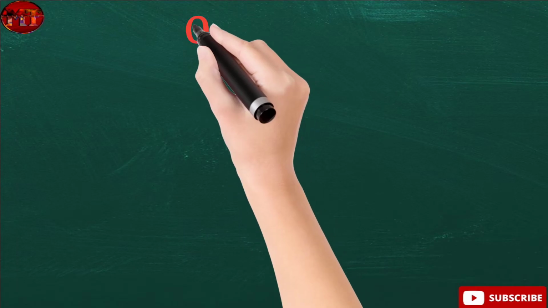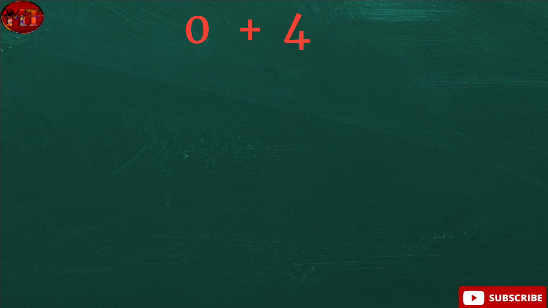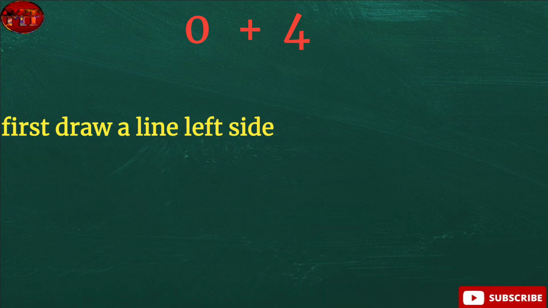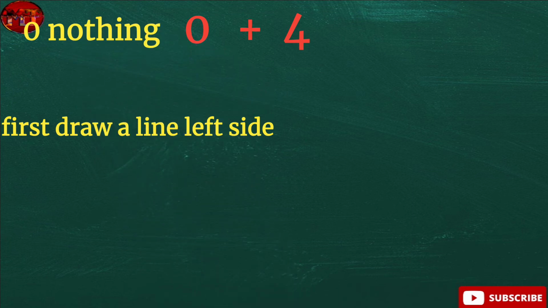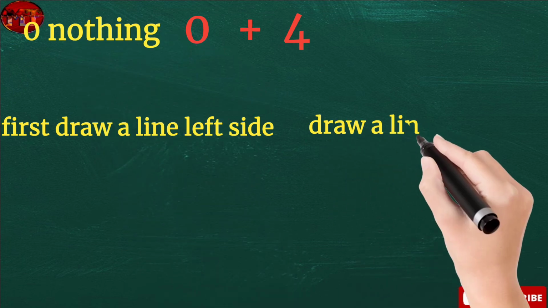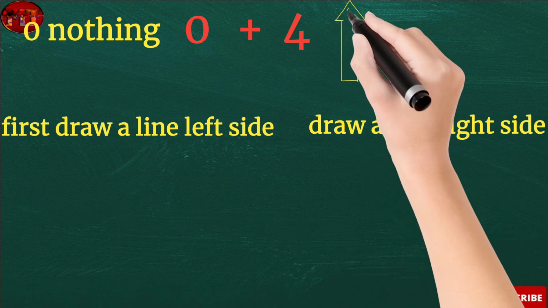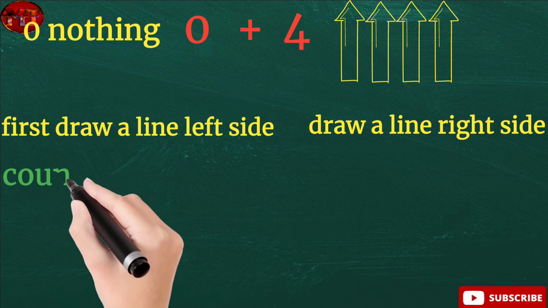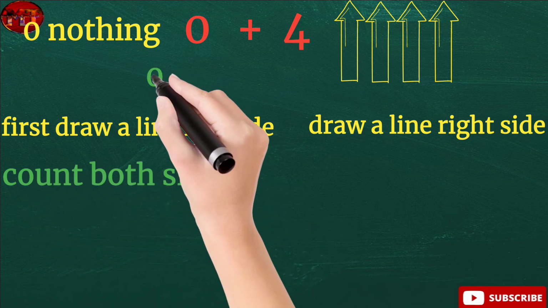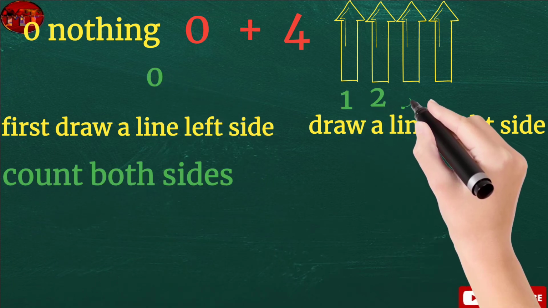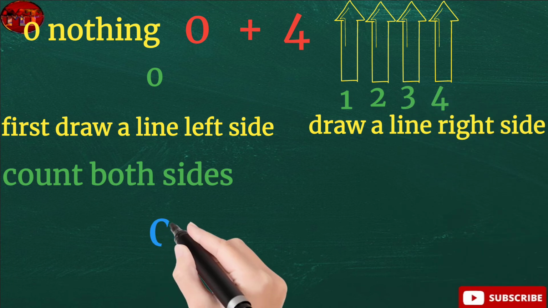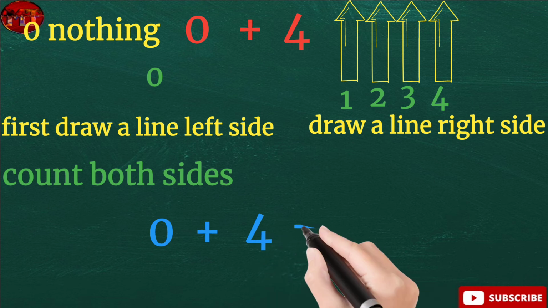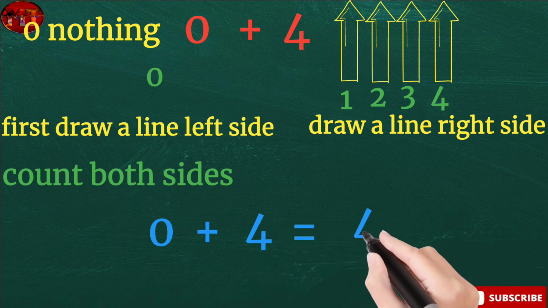0 plus 4. First, we draw a line left side: 0. 0 means nothing. Now, draw a right side: 1, 2, 3, 4. Count both sides: 0, 1, 2, 3, 4. So, 0 plus 4 is equal to 4.